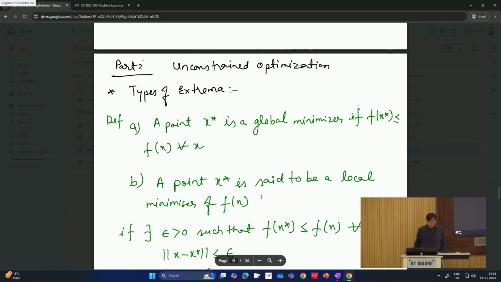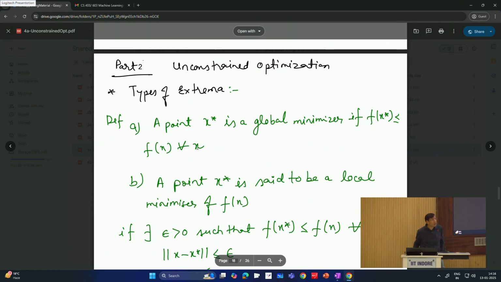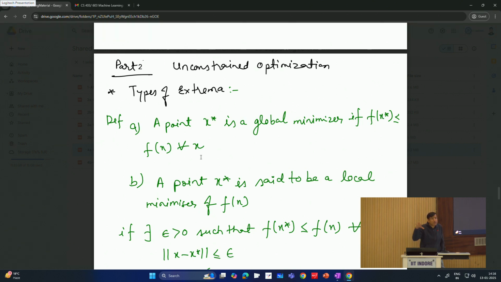So first we define what is a minimizer. If x star is a global minimizer, it means that the function value is minimum everywhere: f of x star is less than f of x for all x. Unconstrained means there is no fixed region. It is all of the real space, Rn space. When I say Rn space, I mean the real line in n dimensions.